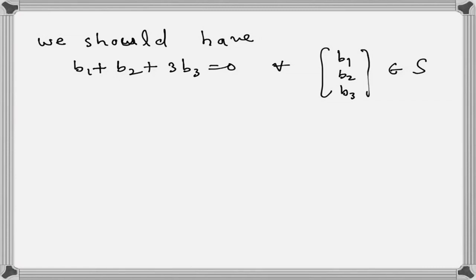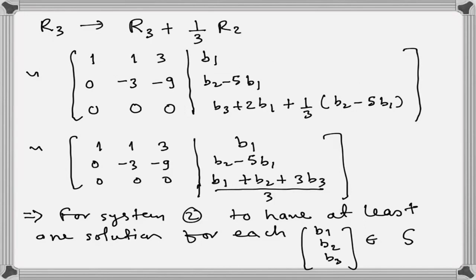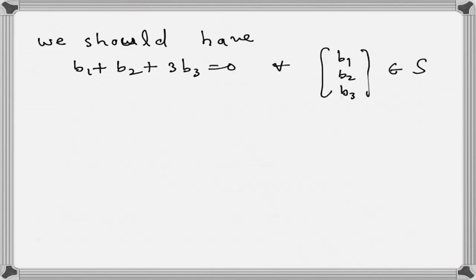augmented matrix will be the same as the rank of A, because rank of A here, if you see, is 2, and if b1 plus b2 plus 3b3 is 0, then the rank of the augmented matrix will also be 2, and then there will be at least one solution. Okay, so that means this condition should be true.